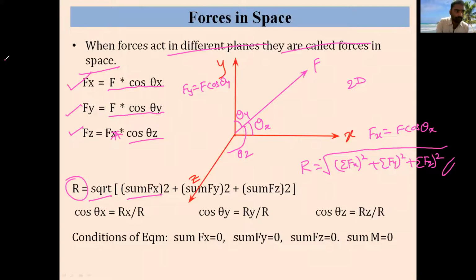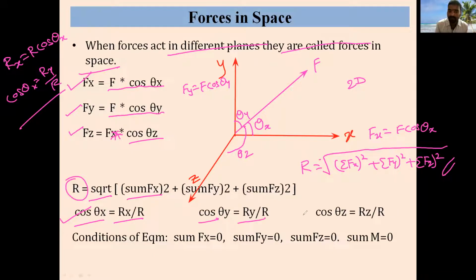So in the plane, in two dimensions, what is Rx? Rx is the resultant along the x direction, so Rx can be written as R cos theta. Correct? Everyone, correct? Yes, sir. So if I take theta as theta x, can I write cos theta x is equal to Rx by R? Similarly, here he has taken cos theta x is equal to Rx by R, cos theta y is equal to Ry by R, cos theta z is equal to Rz by R. Okay, it is not important, he has just taken it.